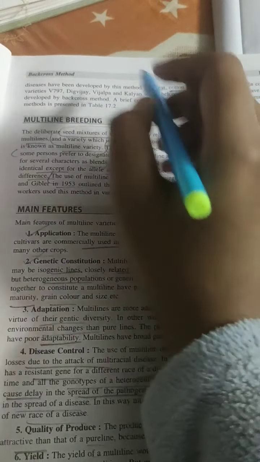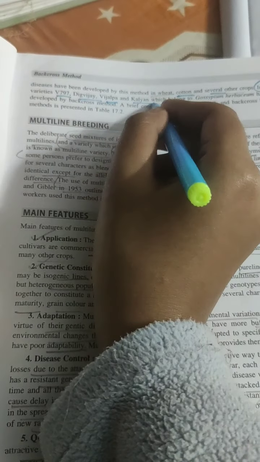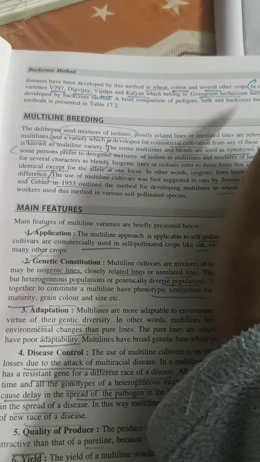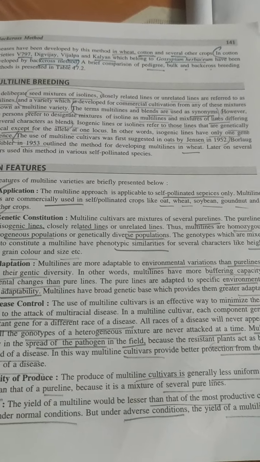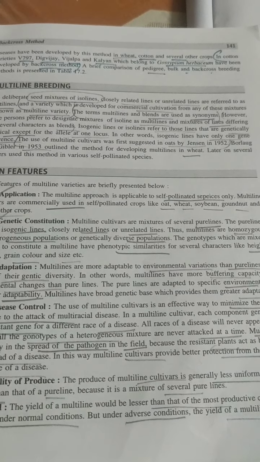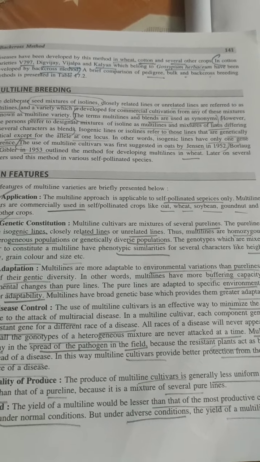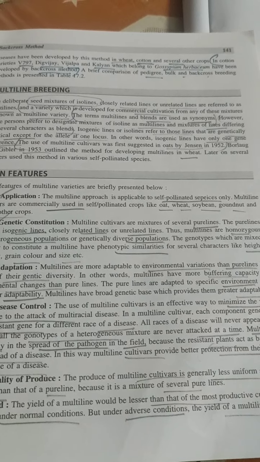Several varieties resistant to various diseases have been developed by this method in wheat, cotton and several other crops. In cotton, varieties V797, Digvijay, Vijalpa and Kalyan, which belong to Gossypium herbaceum, have been developed by the backcross method.